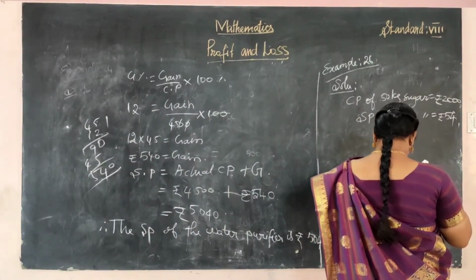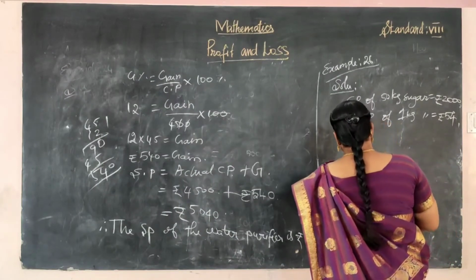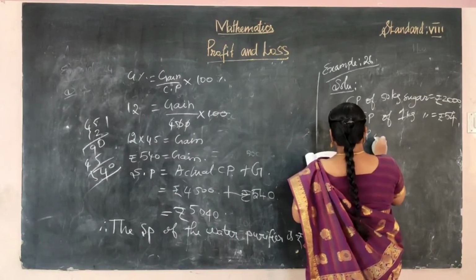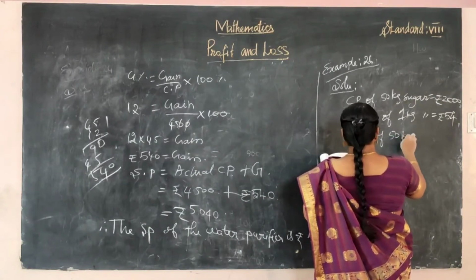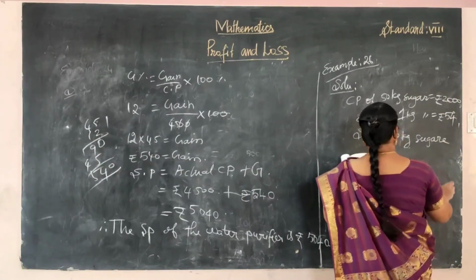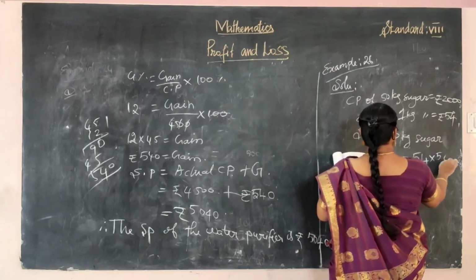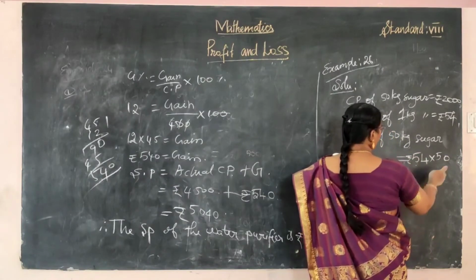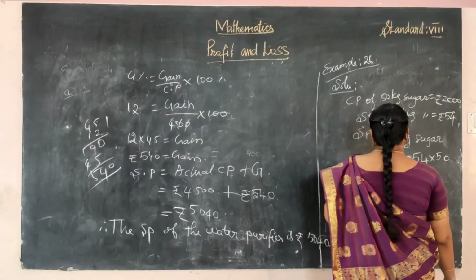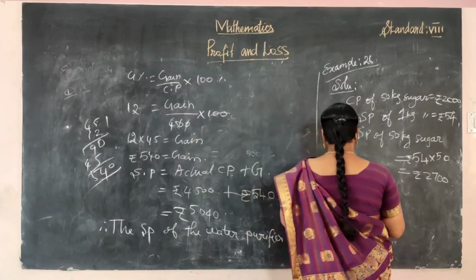Rupees 54. Okay, right. So selling price of 50 kg sugar is equal to 54 into 50. 54 rupees into 50 kg. So multiply, we get rupees 2700.